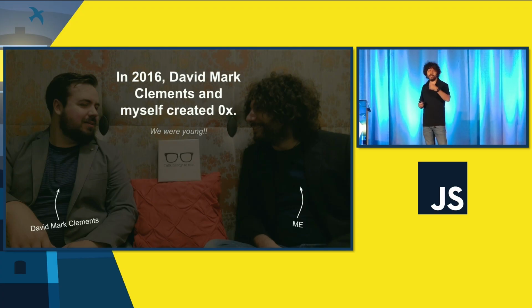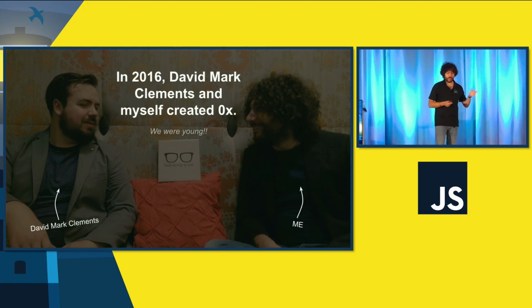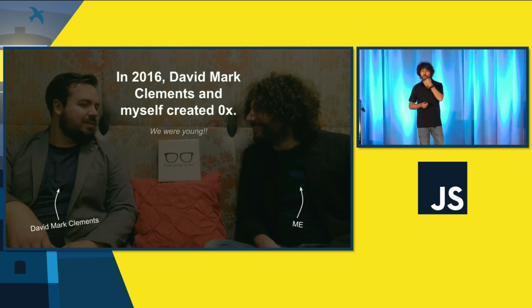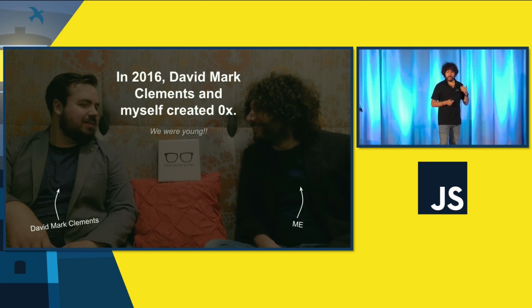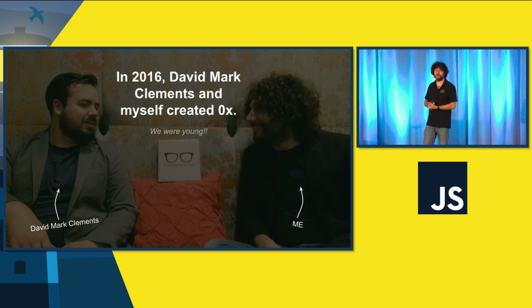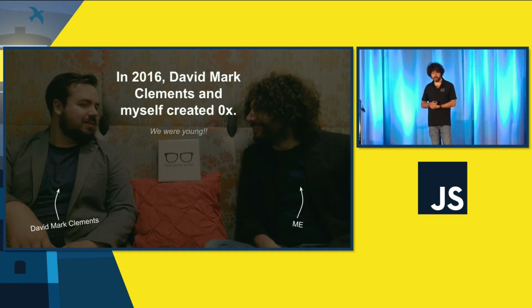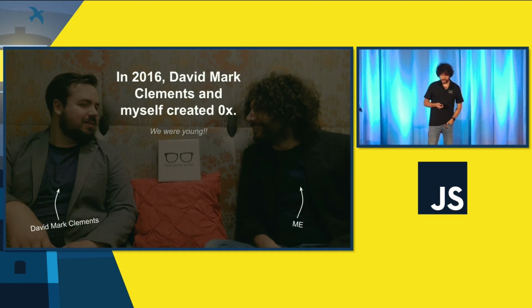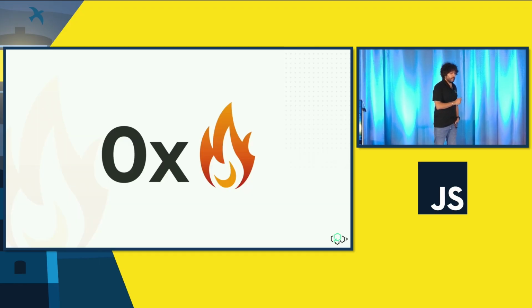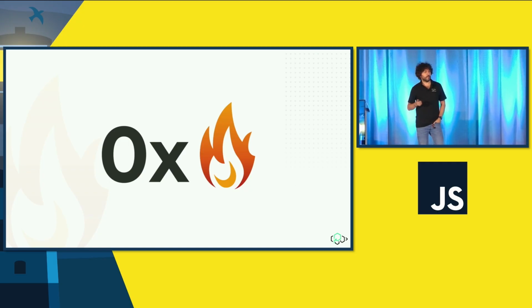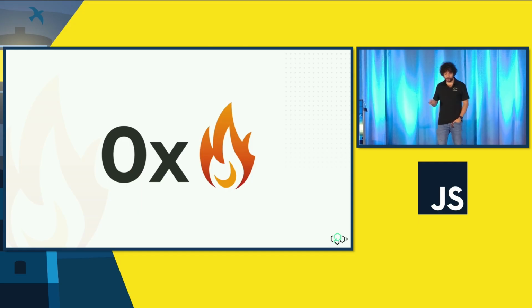Back in 2016, myself and my friend David Mark Clements, you can understand this was a few years back because my beard was still colored and there was no white, we started working on a module called 0x. Pretty cool, long time ago, 2016, and it has a nice logo, by the way. You can still use it, it still works, and it's still a good library. It can help solve some of the problems that you have seen. But it has more challenges.